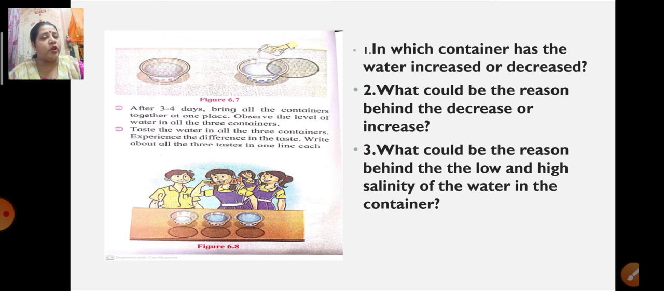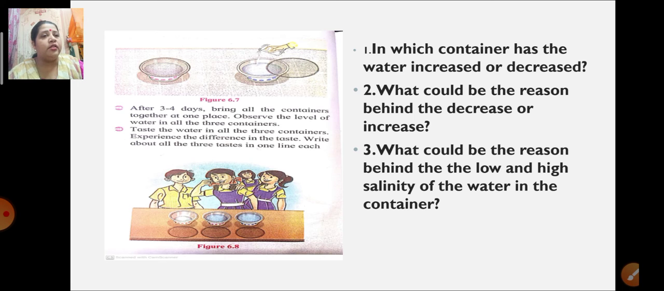Because the container kept outside had evaporation, the water evaporated and so it decreased. But did you notice that in one of the containers the water has increased? Which container is that? Yes, the container in the classroom. In the classroom there was no evaporation, or lesser evaporation, and above that we kept putting a glass of fresh water every day. So the water was increasing in that.